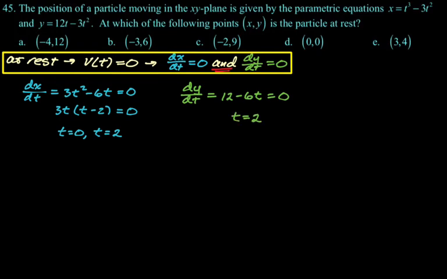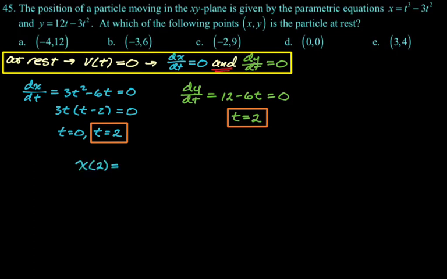So notice, only 2 came up both times. At t equals 0, dy/dt is 12. So it's like you're not moving left or right, but you are moving up. So you're not at rest. So t equals 2 is the only answer. But we need to figure out the point xy. So we're going to take 2 and plug it in for x and y.